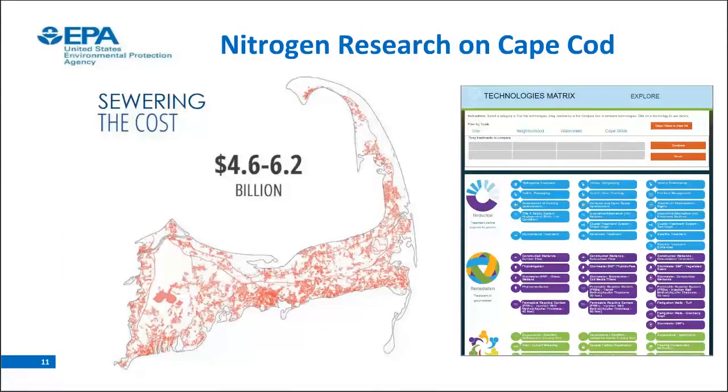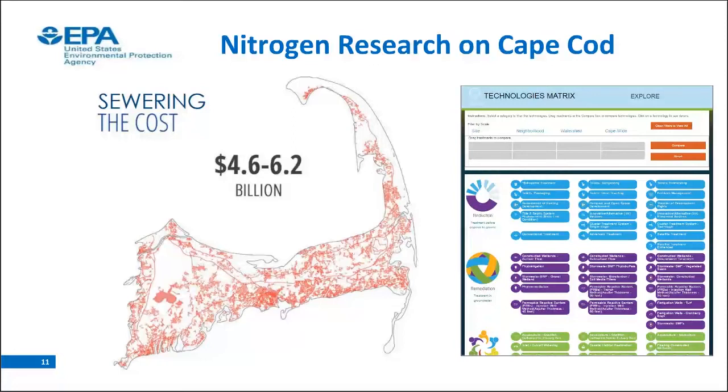So with that, I'll move on to the nitrogen research on Cape Cod. These are figures from the Cape Cod Commission's 208 report. That report's a few years old now. I suspect the sewering cost estimate has crept upwards closer to $8 billion now.